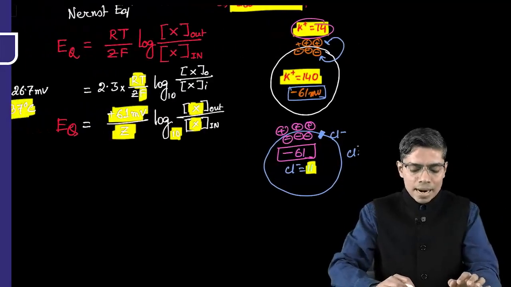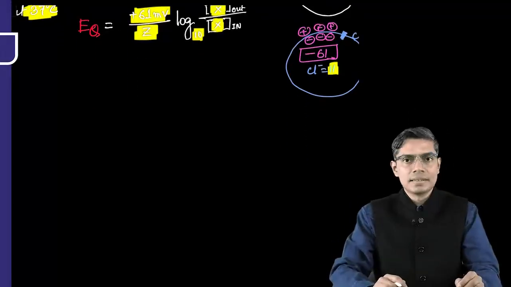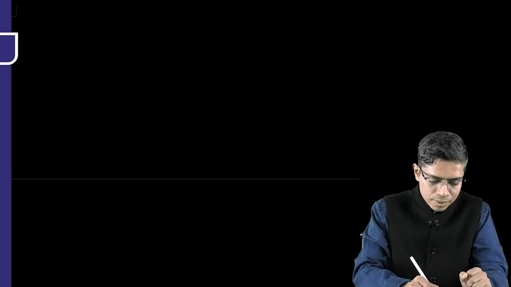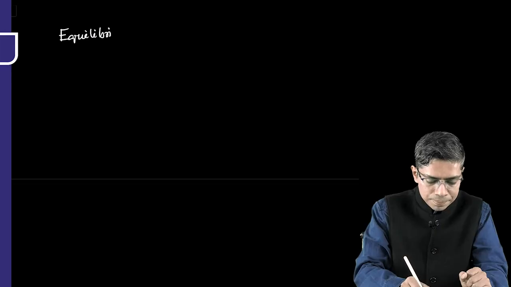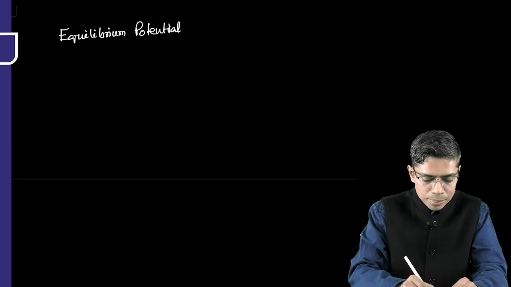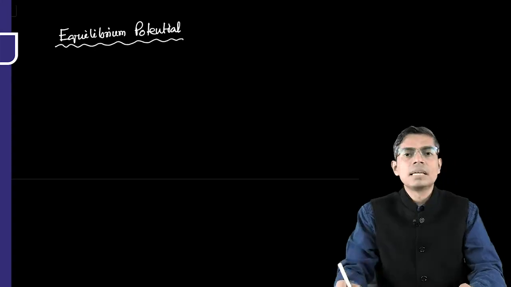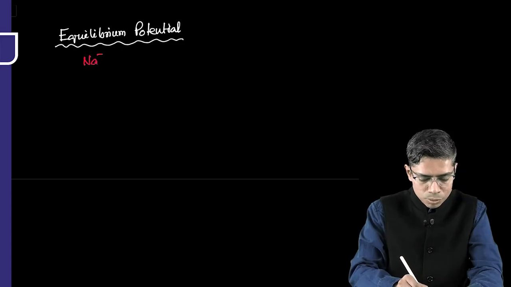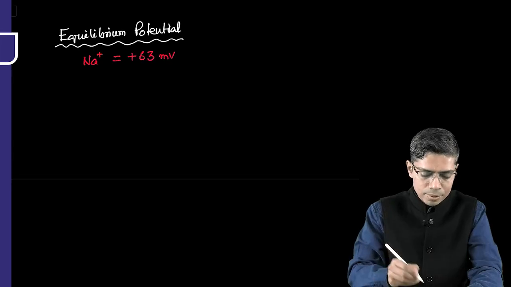So if we look at a typical mammalian cell, what is the equilibrium potential of different ions in a normal mammalian cell? Remember these values, very important. Sodium equilibrium potential is plus 63 millivolt.